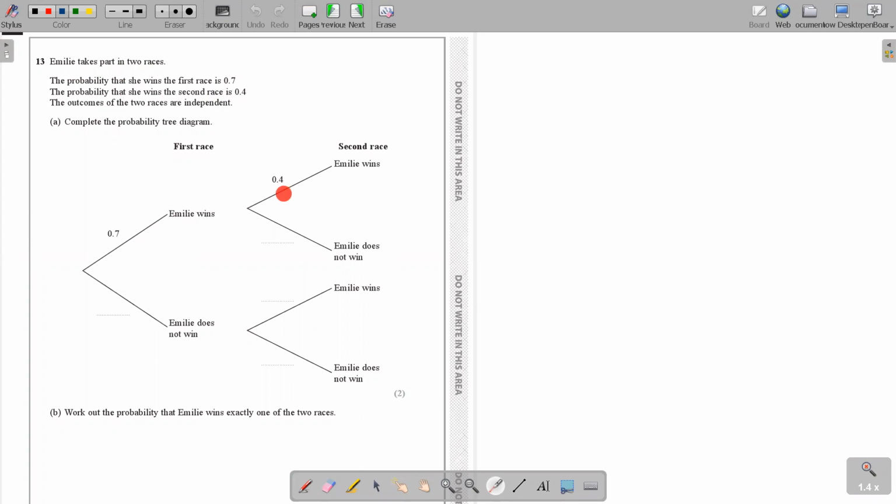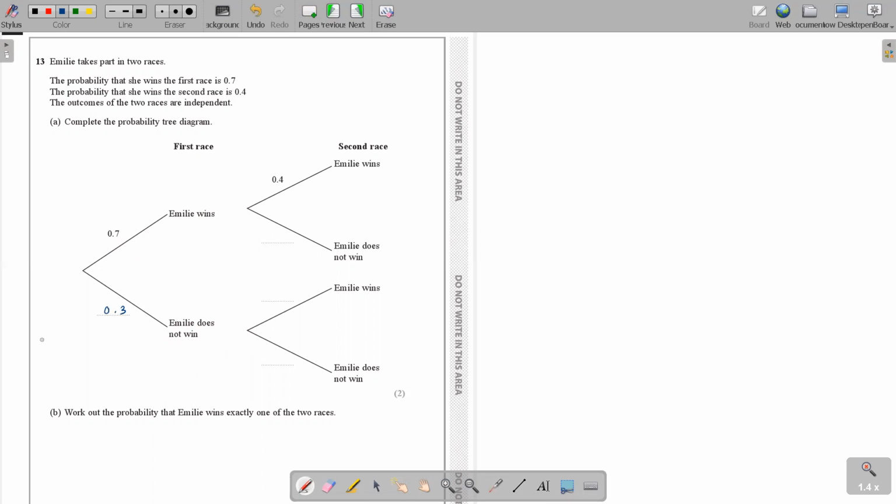So what's the rule in a probability tree diagram? The total probability for every branch should be 1. So that's the rule. You have the 2 possibilities in the first race: either Emily wins or she does not win. There are only 2 possibilities, you don't have anything more than 2. So the total probability is 1, right? Out of the total probability 1, the probability of winning is 0.7, which means the probability she doesn't win is 1 minus 0.7, which leads you to 0.3.